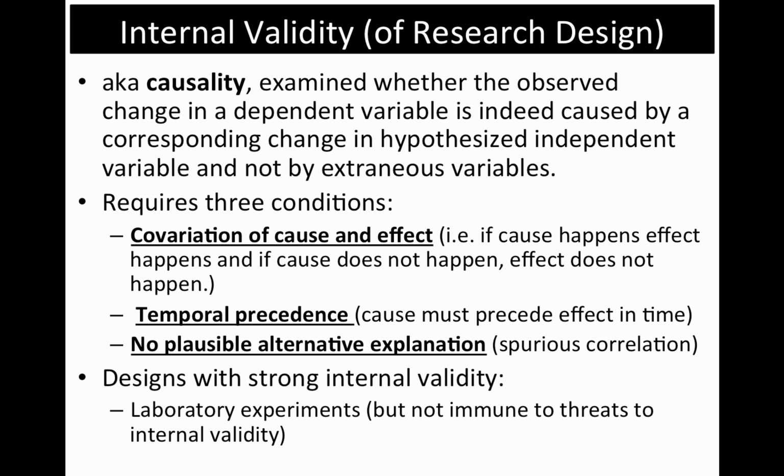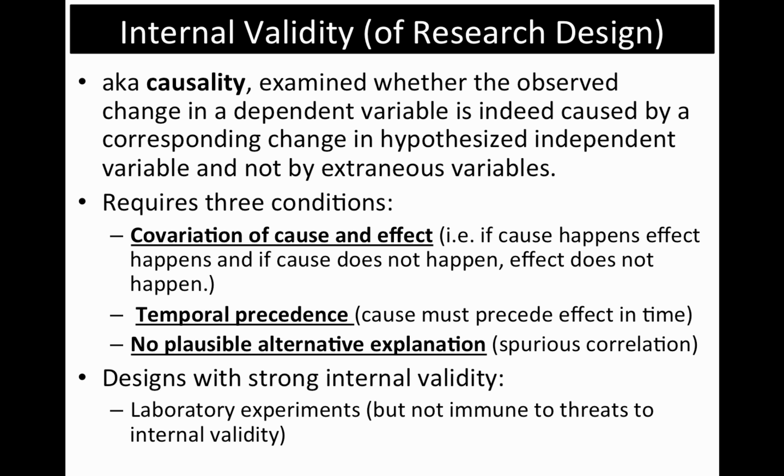In order to establish causality, we require three conditions: covariation of cause and effect, that is, if the cause happens, then the effect also always happens, and if the cause does not happen, then the effect also always does not happen. Temporal precedence, very simply, that a cause must precede the effect in time, and that there are no existing plausible alternative explanations or spurious correlations.